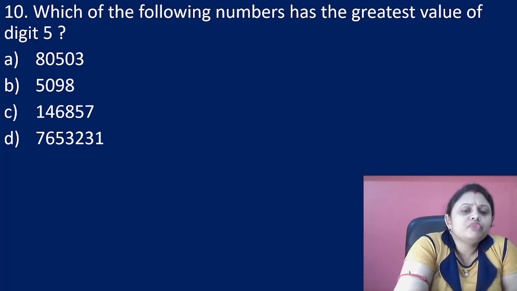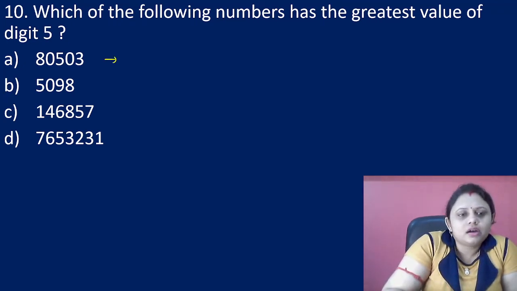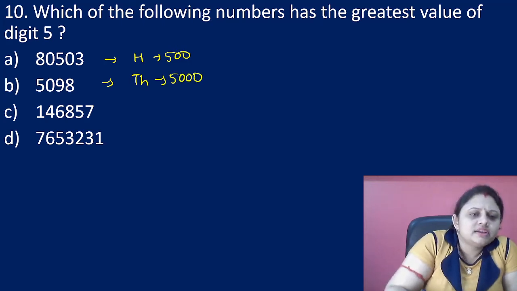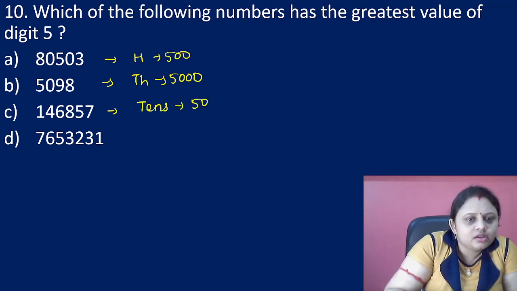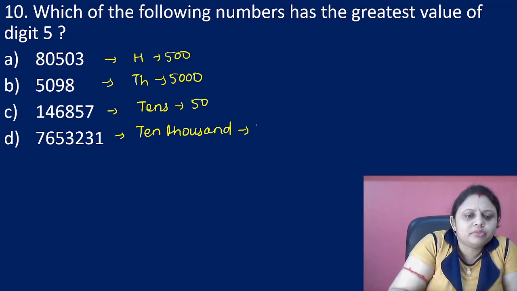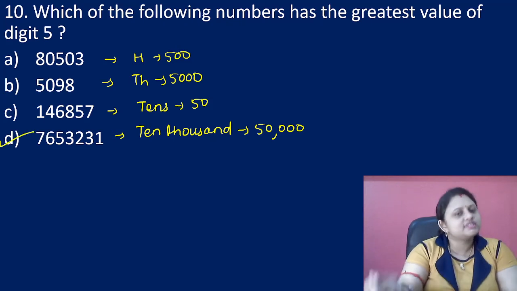Number 10. Which of the following numbers has the greatest value of digit 5? Okay, here in option A, 5 is present in the 100 place, so 500. Here 5 is present in the 1000 place, so 5000. Here 5 is present in the tens place, so 50. Here 5 is present in the 10,000 place, so the value will be 50,000. So which is the greatest value? Of course 50,000 is the greatest value.